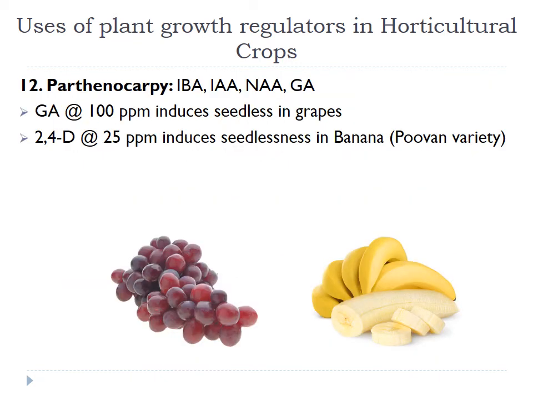And the last use is of parthenocarpy. Parthenocarpy means development of seedless fruits. If you spray auxins or gibberellic acid at 100 ppm, it usually induces seedlessness in grapes. Also, auxin 2,4-D at 25 ppm is used to induce seedlessness in the Poovan variety of banana.